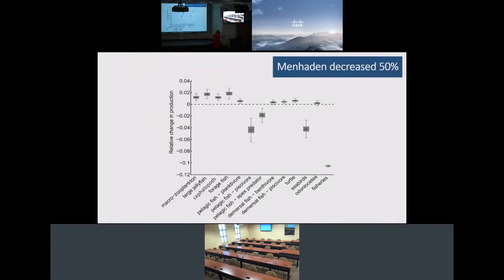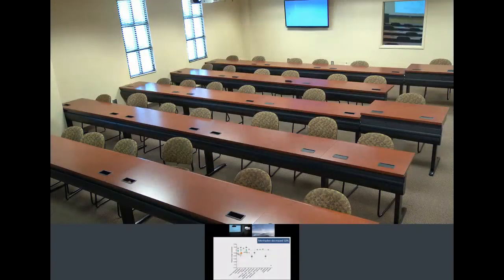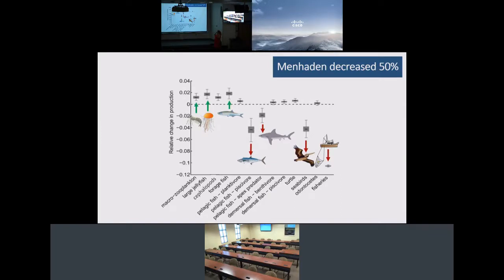All right, and lastly, here's an example of a structural scenario. So we can look at the sensitivity of the different functional groups to perturbations to the system. On the y-axis here, we have our relative change in production, and then we have our functional groups on the x-axis, and those are box and whiskers represented there. So here we decreased menhaden by 50%, and we see that jellyfish increased, as well as competitors for food resources, other forage fish like sardines and anchovies. And then things that depend on menhaden, like large sharks or large piscivorous fishes and pelicans, their relative production decreased.